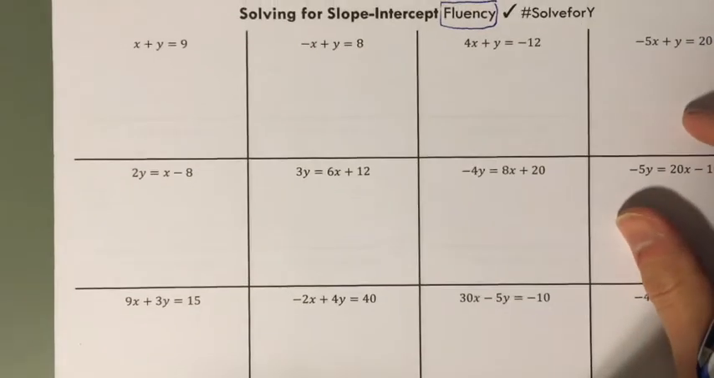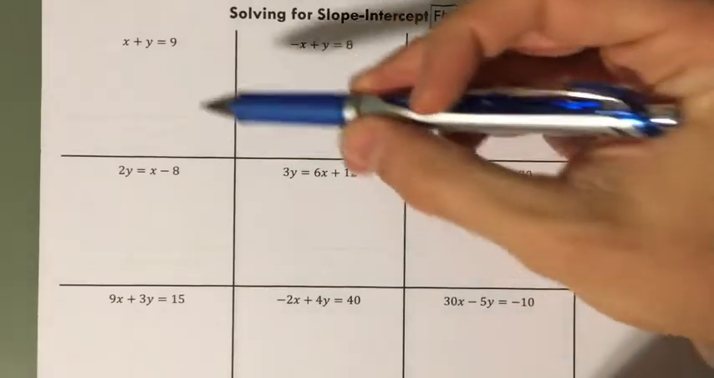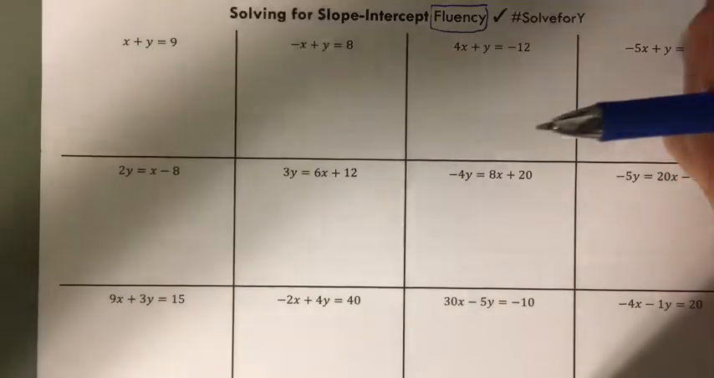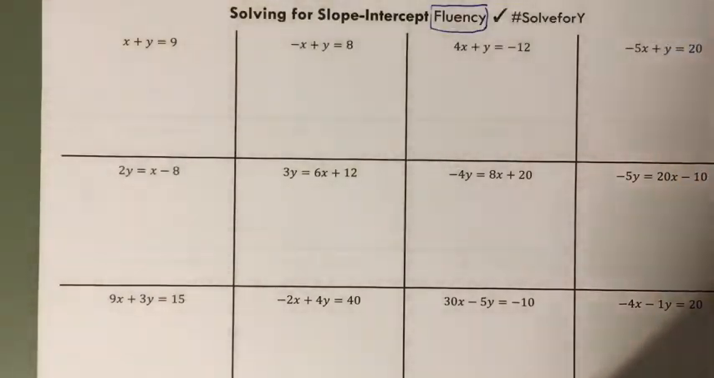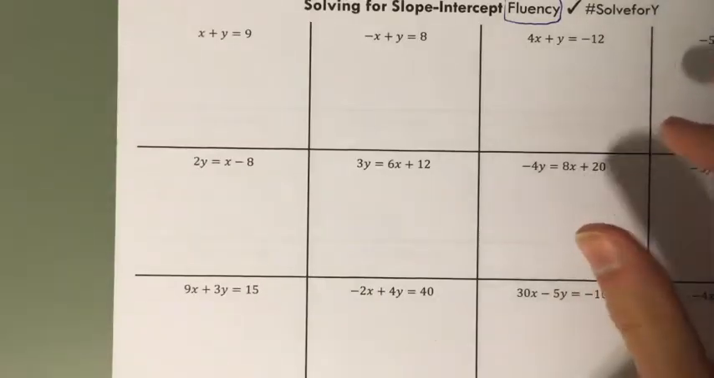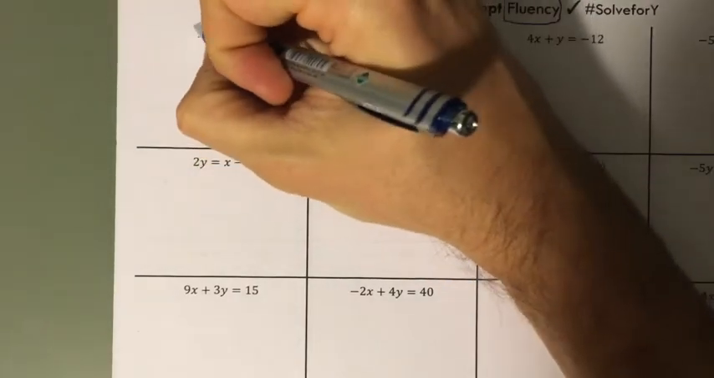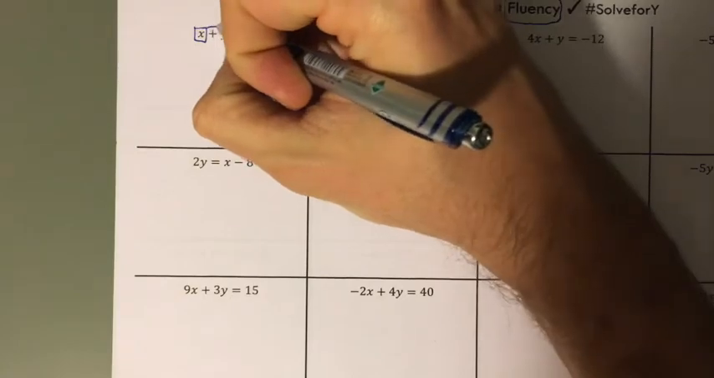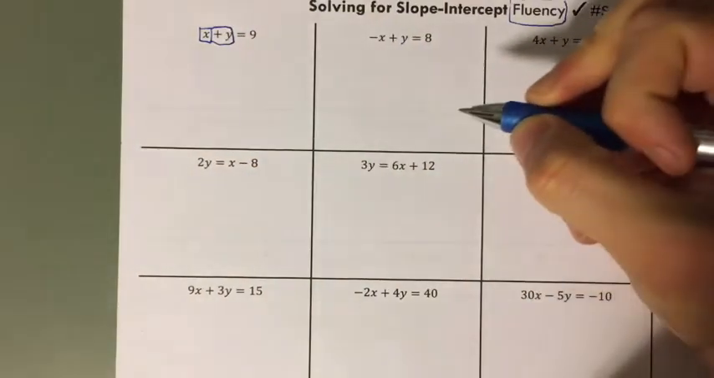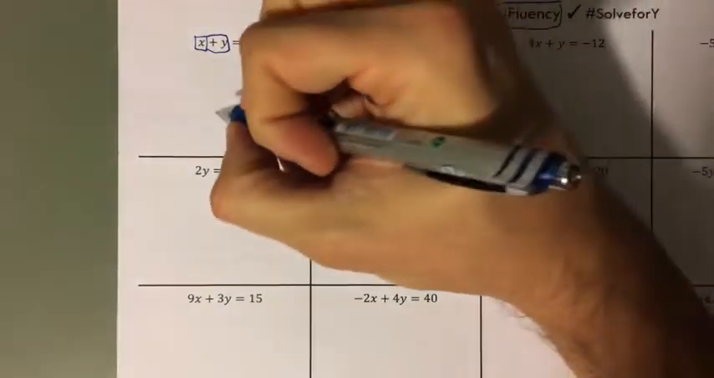So what I thought I would do is just to help you guys get started, solve one of each, and then that way you kind of know what to do on the rest of them. So let's just start here. On the first one, you see that there's an x, and we're adding a y, and together that makes 9.